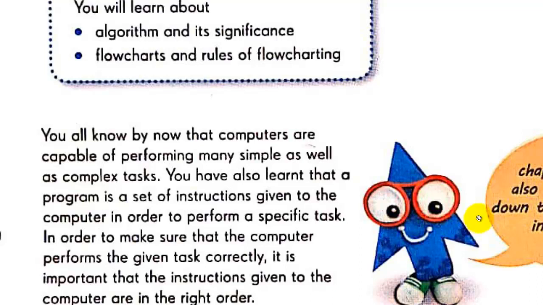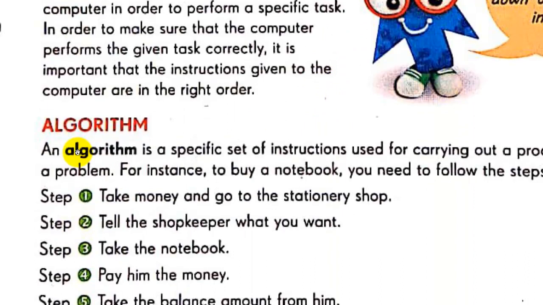So washing clothes also involves many steps, right? So let's see what an algorithm is. An algorithm is a specific set of instructions used for carrying out a procedure or solving a problem. For instance, to buy a notebook, you need to follow the steps given below. The algorithm has a set of instructions, some steps.